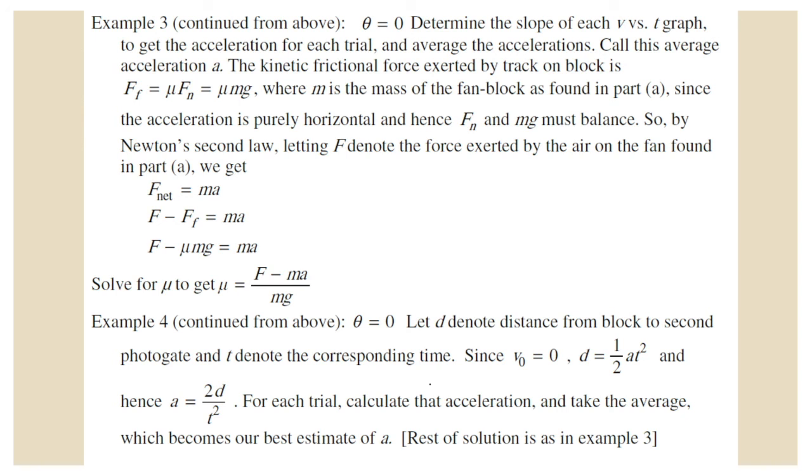Example 4 says the angle theta equals 0, and so we have the distance d denoting the distance from the block to the second photo gate, and t corresponding to the time. The initial velocity is 0, so d equals 1/2 at squared, and then they solve for the acceleration using 2d over t squared. For each trial, calculate that acceleration and then take the average, which becomes our best estimate of A.